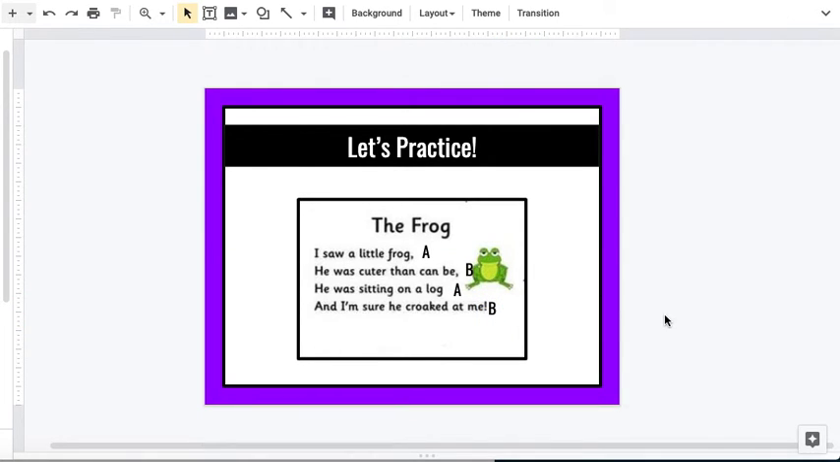We would call this rhyme scheme A, B, A, B. Every other line rhymes. I saw a little frog. He was cuter than can be. He was sitting on a log, and I'm sure he croaked at me.